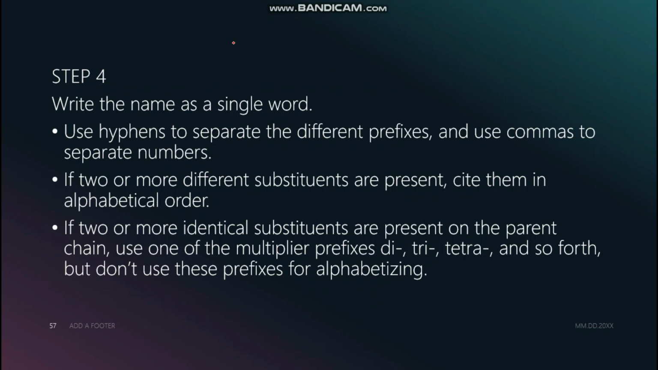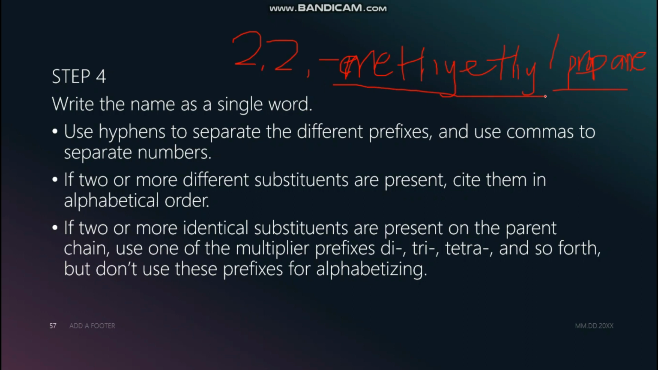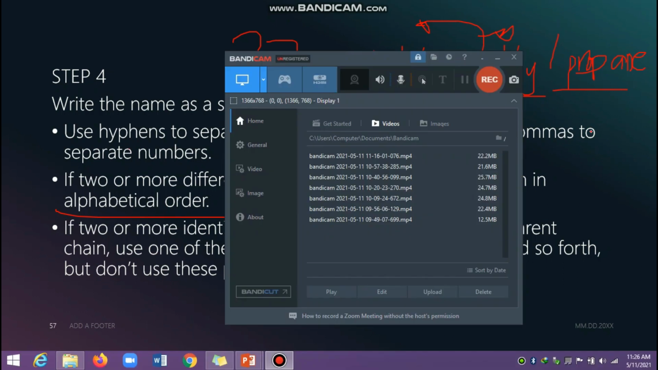Kunwari, 2,2 methyl, ayan, 2,2 methyl, ethyl, propane. That one. So our, what do you call this? So our parent chain is propane, okay? So mali agad itong methyl ethyl, okay? Kasi in alphabetical order, it should be 2,2 ethyl methyl, okay? To meet this standard, the alphabetical order.